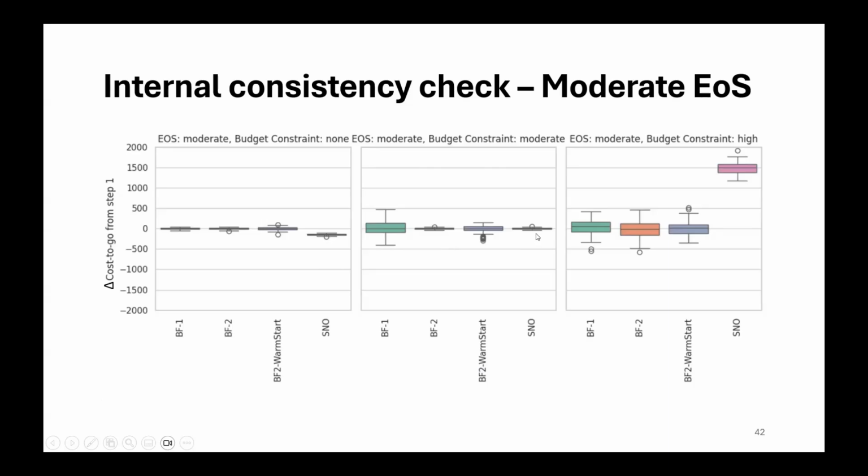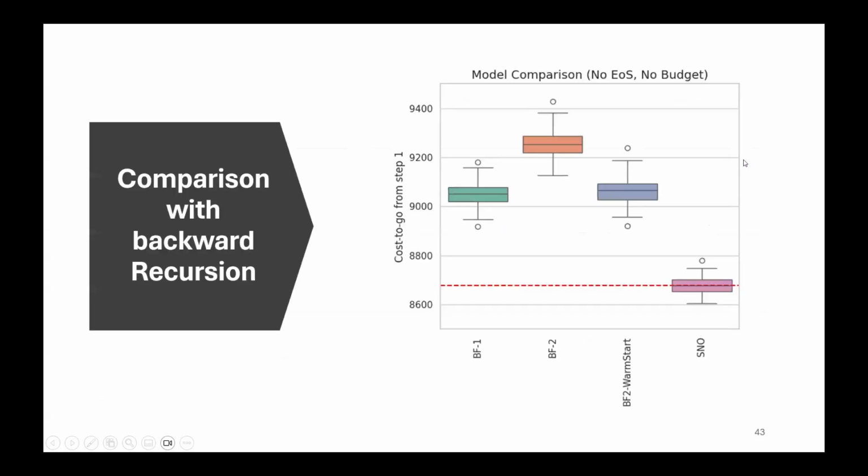Here, it may or may not be at this scale. It's very hard to know. But at budget constraints high, it is indeed showing a massive difference. Now, finally, backward recursion, which tells a very problematic story, because none of the RL formulations are able to reach the true optimum in terms of backward recursion. BF1 is close, and BF2 warm start is also performing at the same level. BF2, we know that it has spurious link parameters, so it shouldn't be able to do anyway. SNO does reach the optimum though.